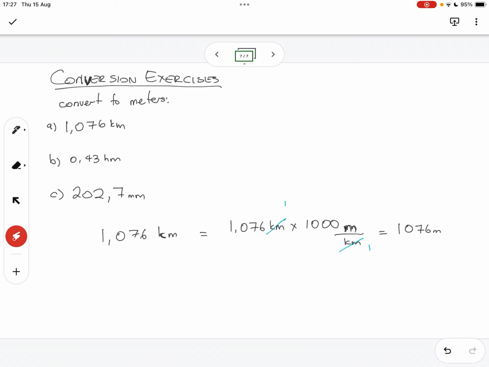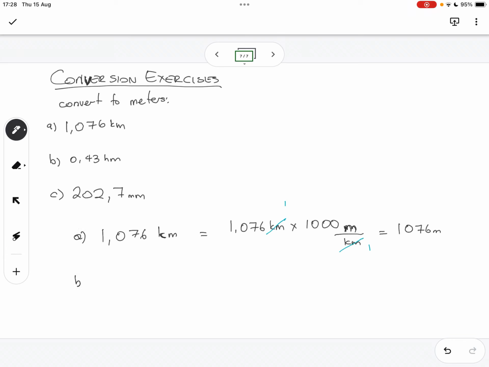You see? So I was very deliberate, very intentional with writing meters per kilometer, because in 1 kilometer we have 1,000 meters. So that's why it's 1,000 meters per kilometer, so that the kilometer unit will divide the kilometer unit out, and I'm left with 1, and then the meter stays behind. And that's how I convert 1.076 kilometers to 1,076 meters.